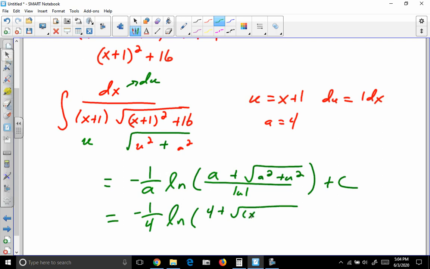So we could call that whatever, x plus 1 squared plus 16, or we could put it in the other order, over the absolute value of u. So absolute value x plus 1, plus c. And there's no need to simplify any of that. We can leave it like it is.